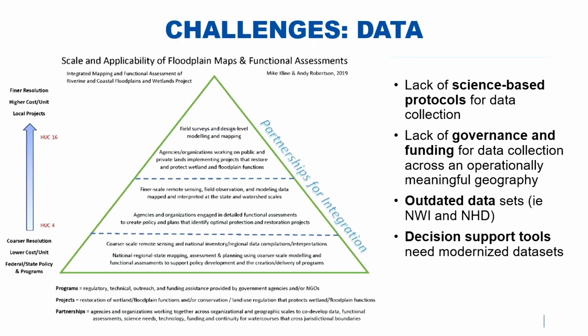Third is that our current data sets, things like the National Wetlands Inventory and National Hydrology data set, are outdated. And if we don't have updated, modern data, then our decision support tools aren't going to be as effective as we want them to be.